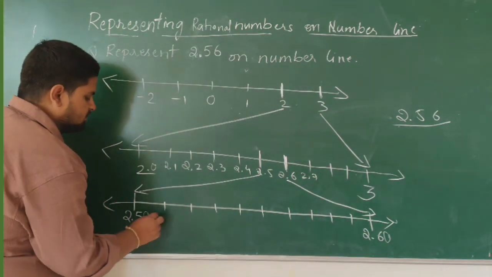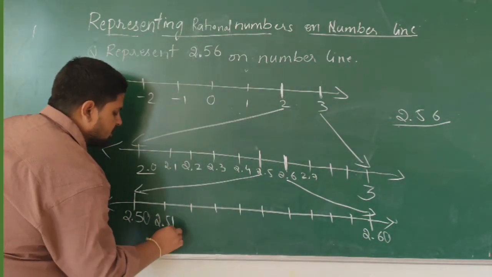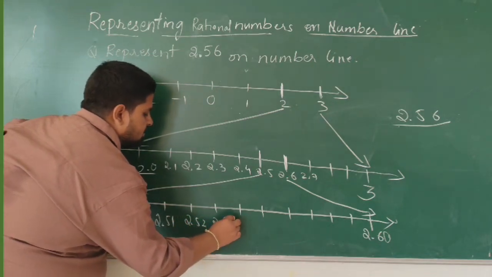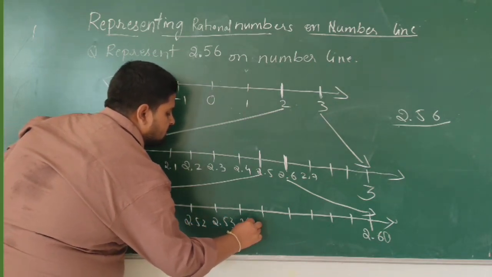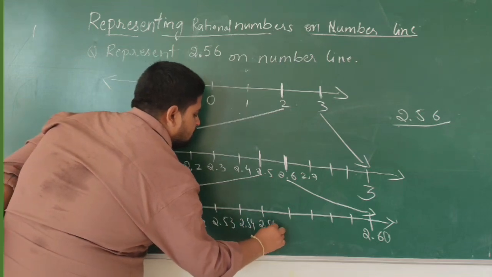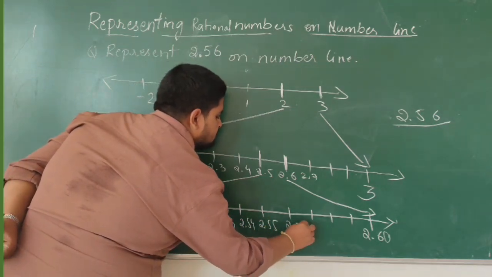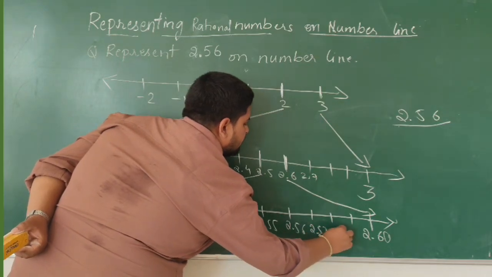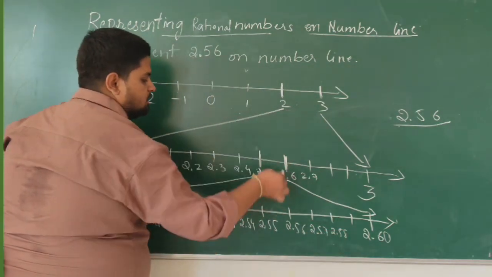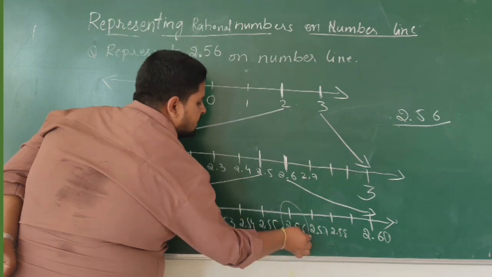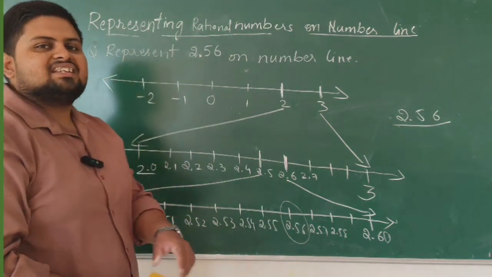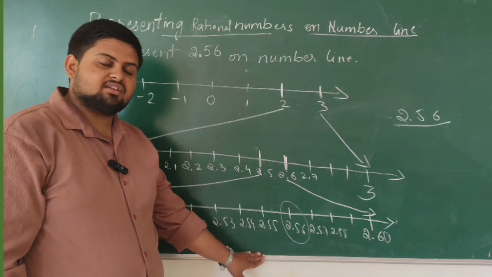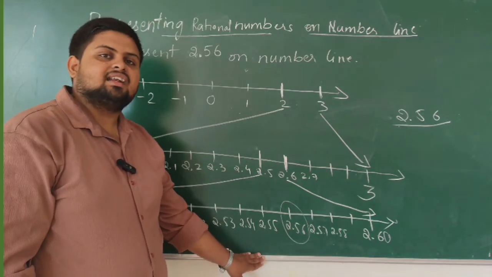This is 2.50, 2.51, 2.52, 2.53, 2.54, 2.55, 2.56, 2.57, 2.58. So we wanted to represent 2.56, here we got it. So this is how we'll represent rational numbers in the form of decimals on the number line.